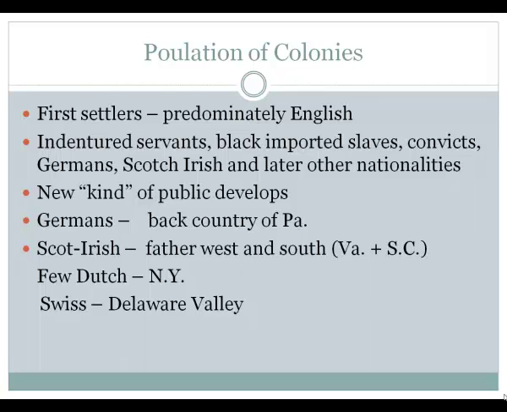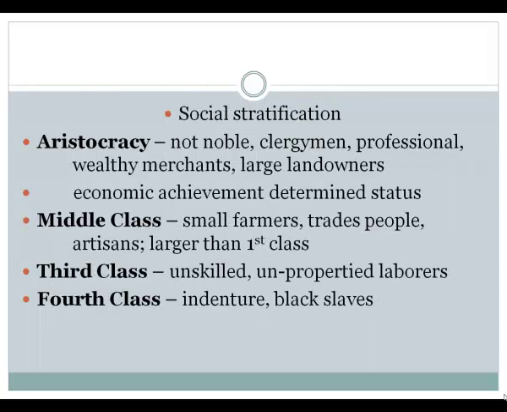The Germans seem to migrate to the back country of Pennsylvania for the farmland, so we get the Pennsylvania Dutch. The Scotch and Irish either went further west or south into Virginia and South Carolina. The Dutch stayed pretty much around New York, and the Swiss stayed pretty much around the Delaware Valley.